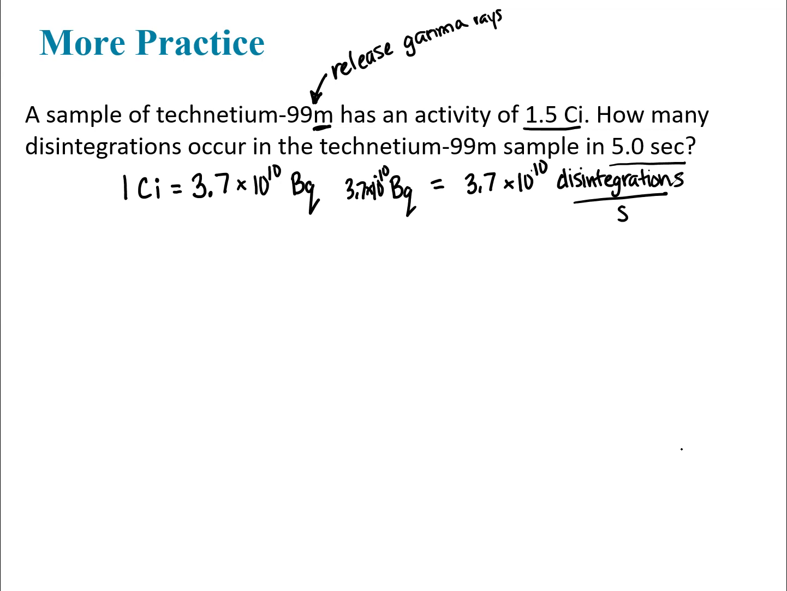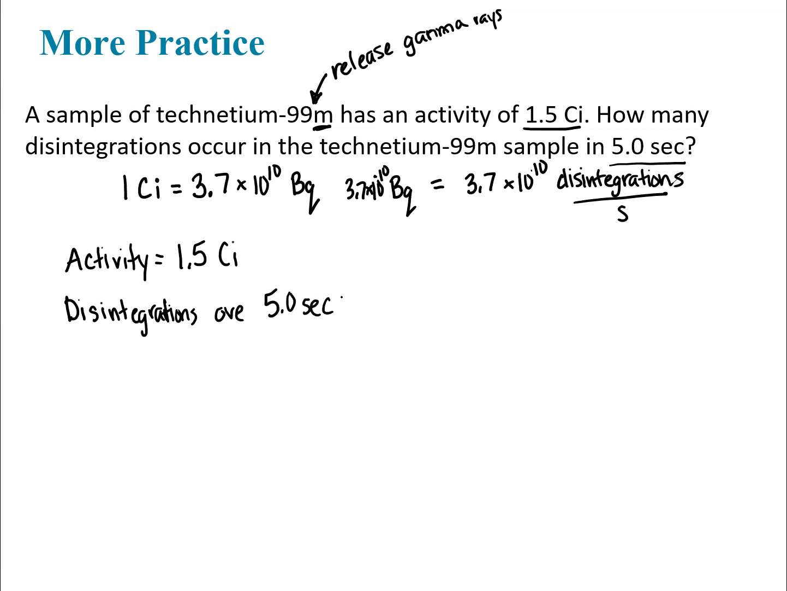We know that we have an activity of 1.5 curie. And what we need to know is disintegrations over 5 seconds. Looks like a complicated problem, but it's not.